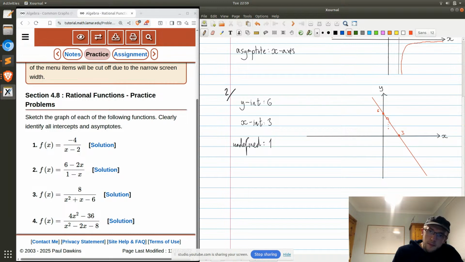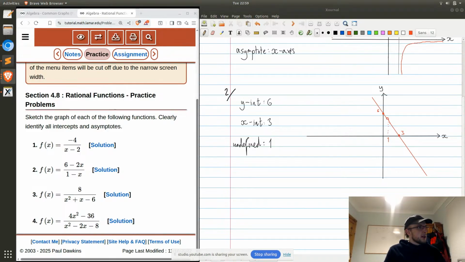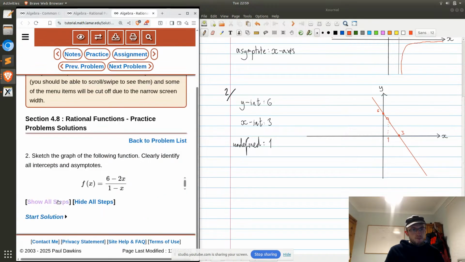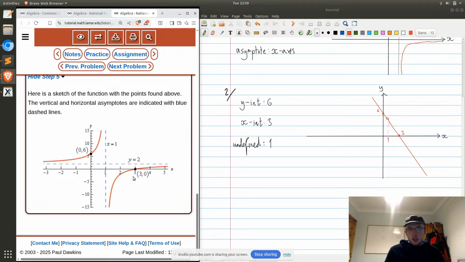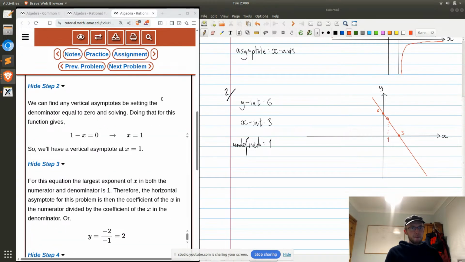There. So I think it looks like that. But now it's time to see. Nope. Completely, utterly wrong. Man. Oh my goodness me. How am I going to get over this error?